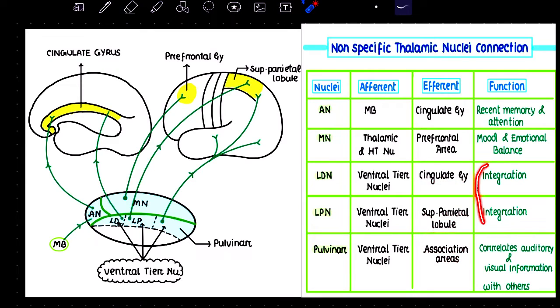The maximum of them have the function of integration, but the pulvinar correlates auditory and visual information with other areas. So these are the functions and connections of the non-specific thalamic nuclei.